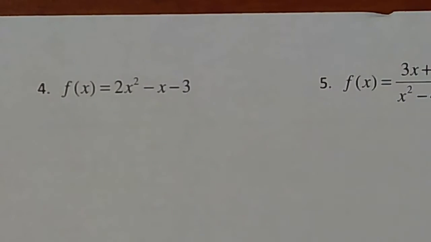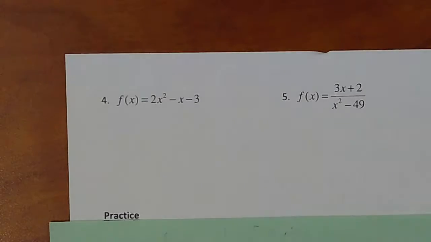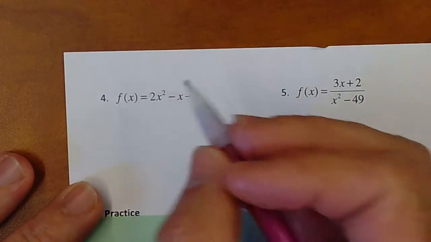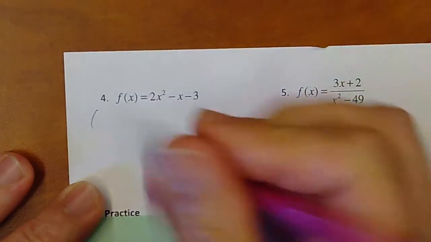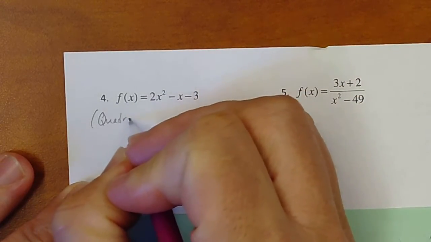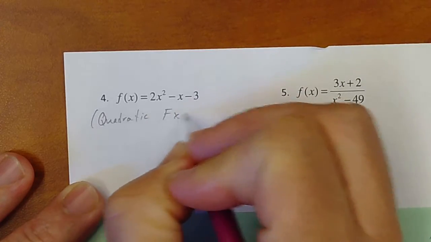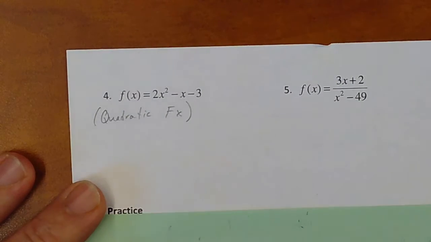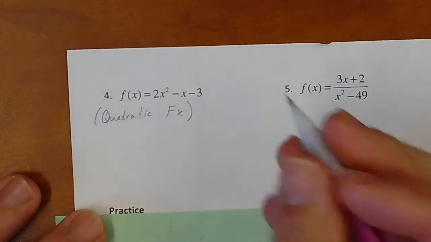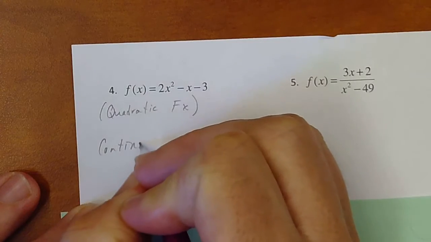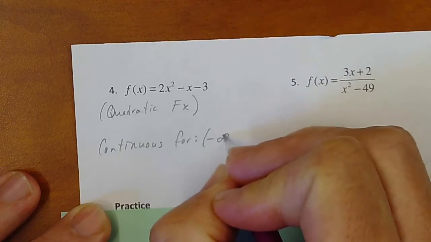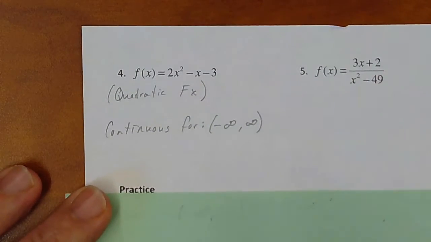All right, now if they don't give us a graph, we could use our graphing calculator to peek at it if we need to, or sometimes we can just use our prior knowledge. We should know by now that this is a quadratic function, degree 2. So I'm just making a note here in parentheses, pulling from our prior knowledge. This is a quadratic function. Quadratic functions always have a domain of all real numbers. It's a continuous parabola. There's no asymptotes, no holes. So this is continuous for negative infinity to positive infinity. No problems here for number 4.